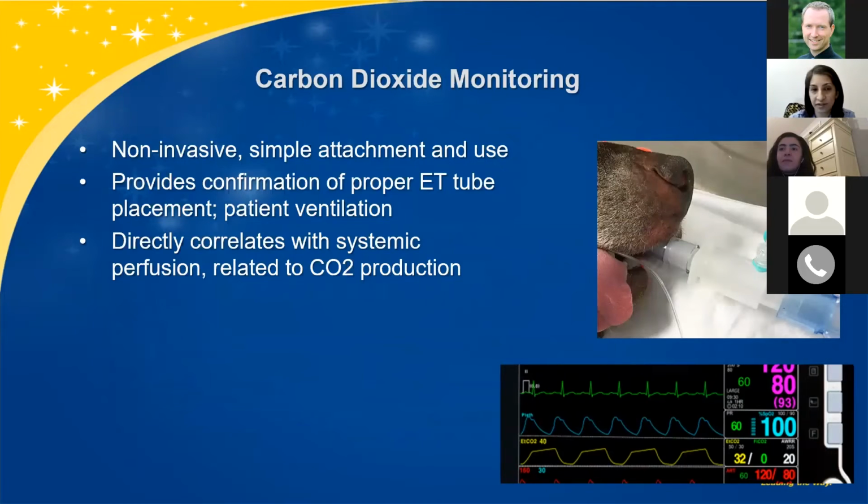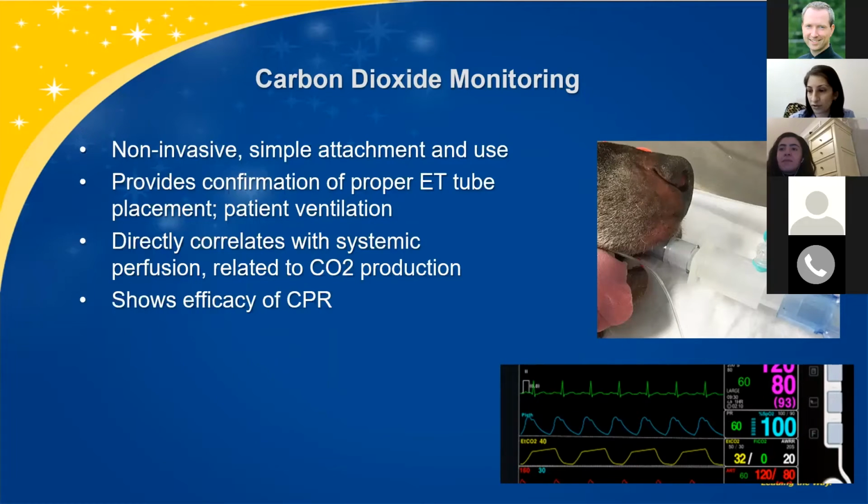The production of CO2 really is directly related to systemic perfusion and cellular metabolism. So that is also true with body temperature. As body temperature rises, metabolism tends to rise. Your end-tidal CO2 typically will also rise with things like that. So it's basically your direct clue to cellular metabolism.